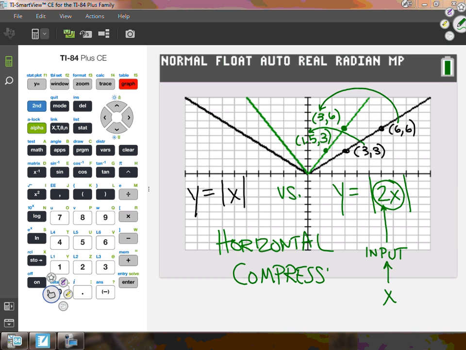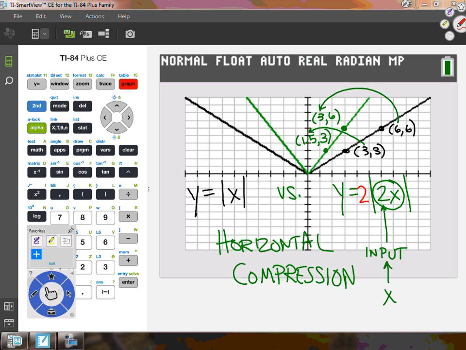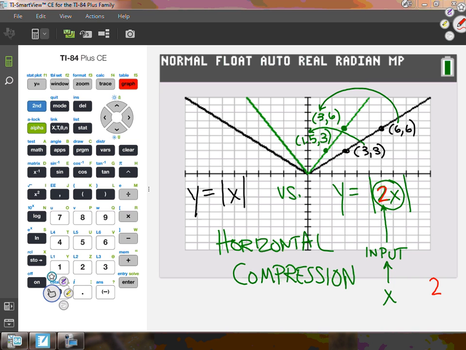So if you're thinking, hey, wait a minute, I thought it was a vertical stretch. It looks like the same graph as the red one we had. You are correct. But it's just how we're thinking about it. The number on the outside, I want you to think how it affects the output. If that number is on the inside, I want you to think about how it affects the input. So out here, how does it affect the output? In here, how does it affect the input? Okay, I'm going to clear the screen. We'll look at the next one.